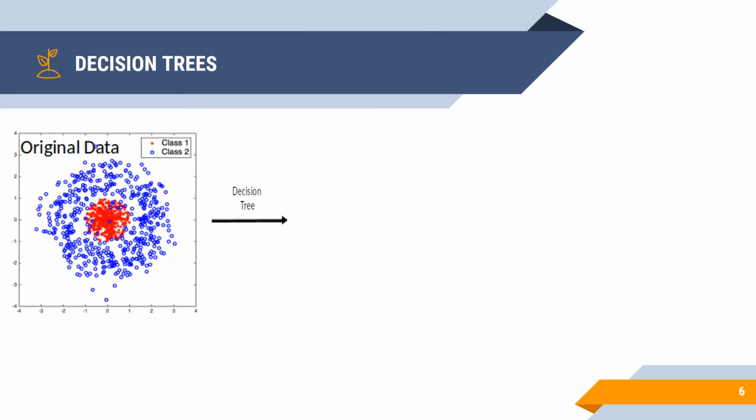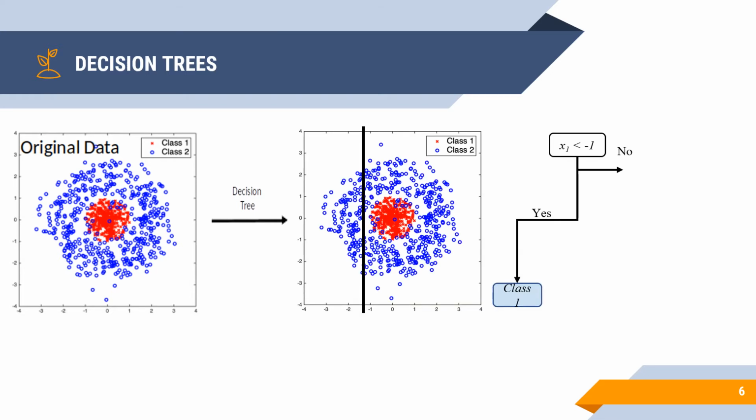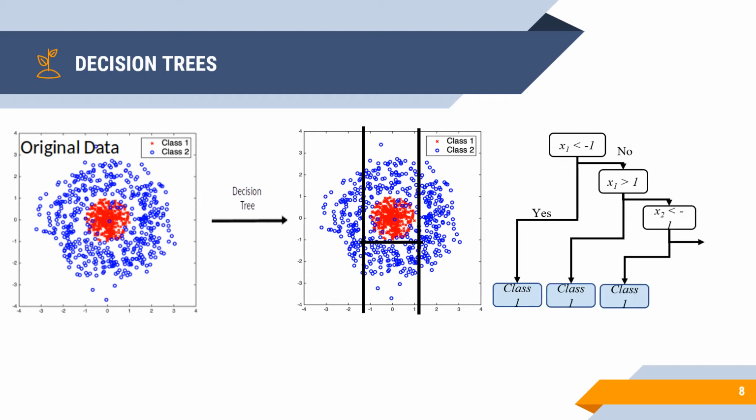We started by understanding how decision trees work. Decision trees divide the space into rectangular regions. In this example, we can see that if x is less than -1, or x is greater than 1, or y is less than -1, or y is greater than 1, then the predicted class will be class 1. Otherwise, it's class 2.